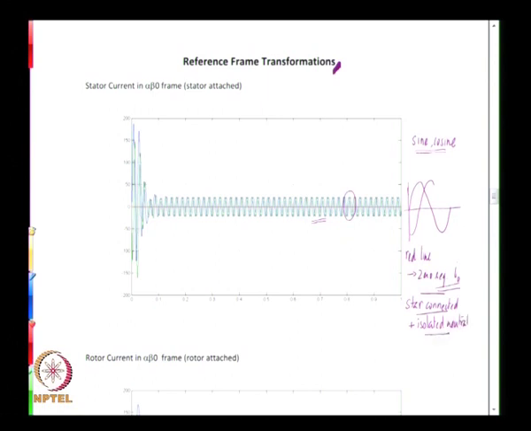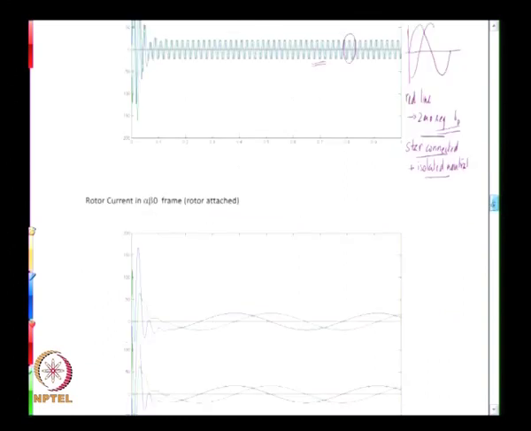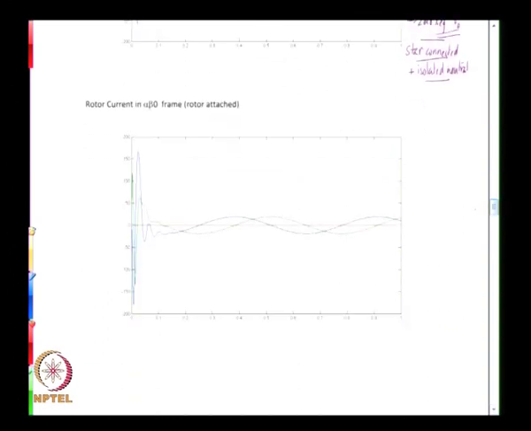So that is your response, or the flow of currents drawn in the alpha beta reference frame. If you look at the rotor current in the alpha beta reference frame, please note that what we are looking at is the rotor attached alpha beta 0 reference frame. In that again you see that the alpha beta currents form a sine cosine pair, but they are of low frequency.